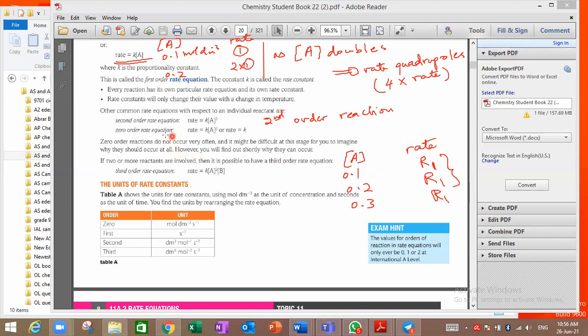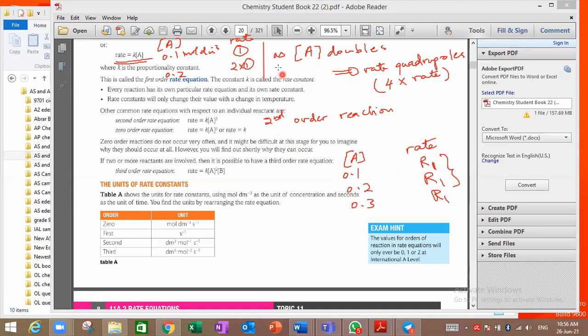And in that case, we can write the rate equation as rate equals K times A to the power 0. Anything to the power 0 means 1. It means that the rate does not depend on the concentration of A. It is not affected by the difference in the concentration of A. Whenever we change the concentration of A, the rate remains constant. And we call this a zero order rate equation. Zero order means that the rate is independent of the concentration of A, and the rate equals the rate constant itself.